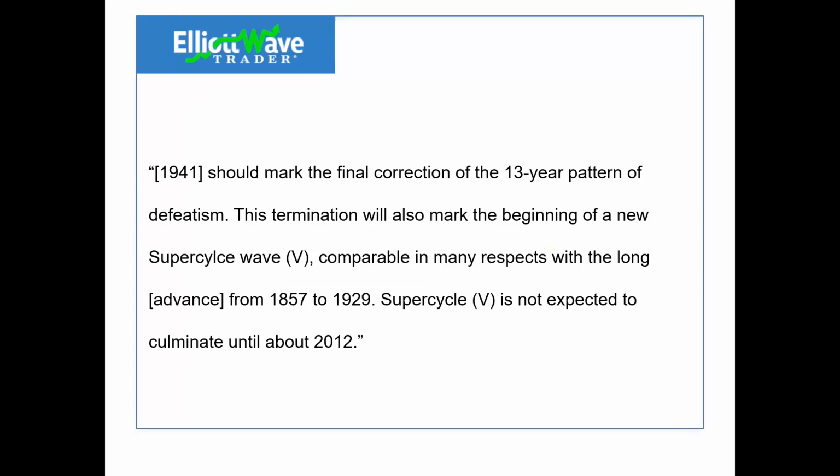1941 should mark the final correction of the 13-year pattern of defeatism. This termination will also mark the beginning of a new supercycle wave 5, comparable in many respects with the long advance from 1857 to 1929. Supercycle 5 is not expected to culminate until about 2012.